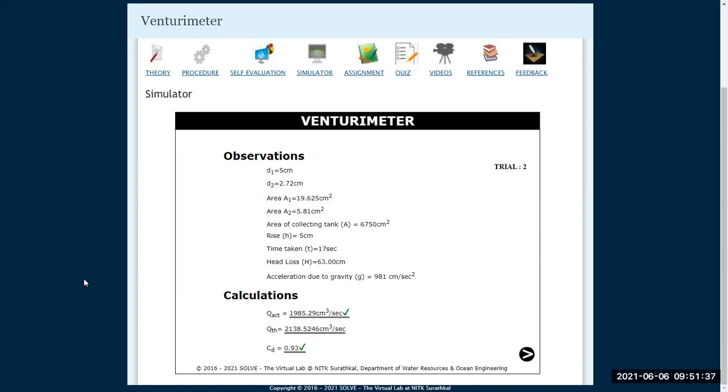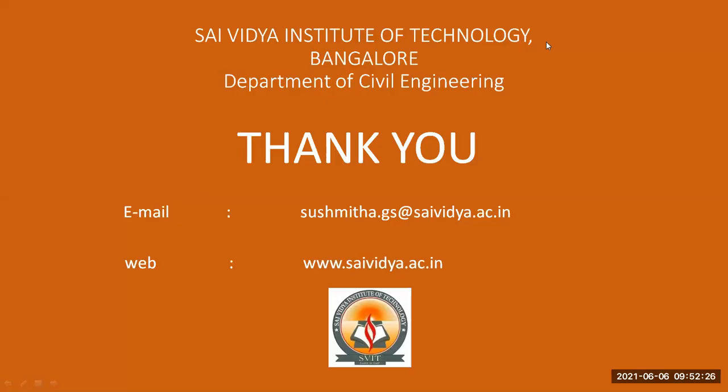So this procedure is the same, and you have to do it for a number of trials, and after that you have to take the average of all the trials. That will be your coefficient of discharge for the given venturi meter. So that is the experiment on determination of coefficient of discharge for a given venturi meter.